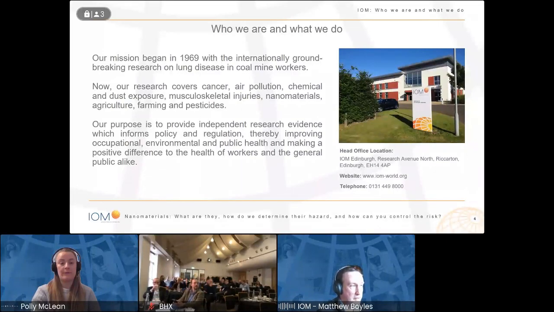We still look at cancer, air pollution, chemicals, dust and exposure, musculoskeletal injuries, and we look at nanomaterials and different workplace effects around agriculture. In general, our purpose is to provide independent research evidence which informs policy and regulation. This is largely to improve occupational, environmental and public health, which ultimately has a positive effect on health of workers and the general public alike.